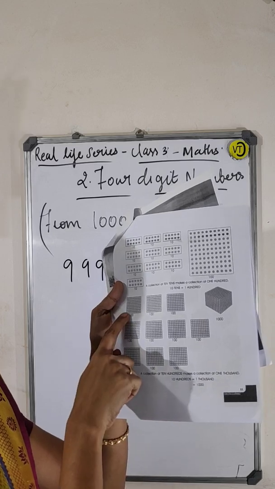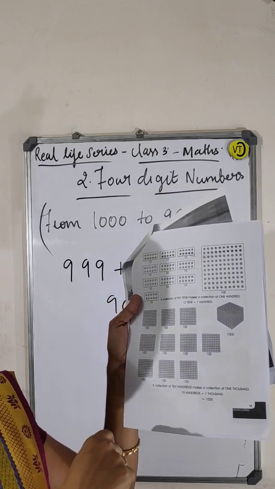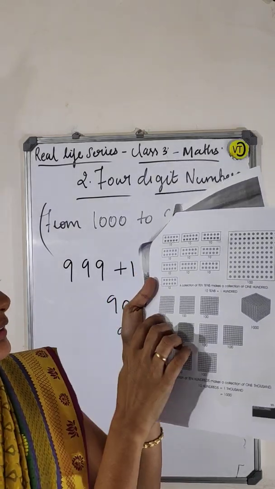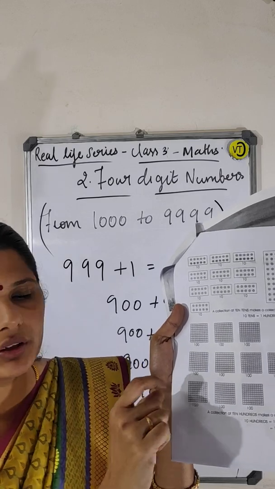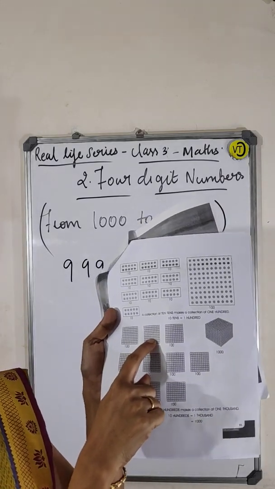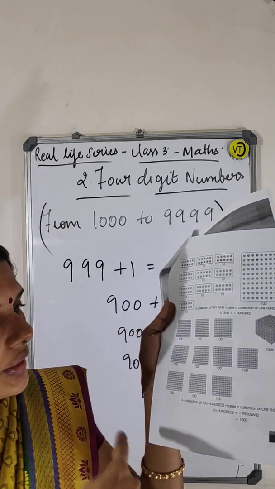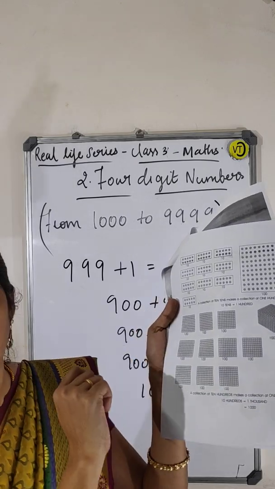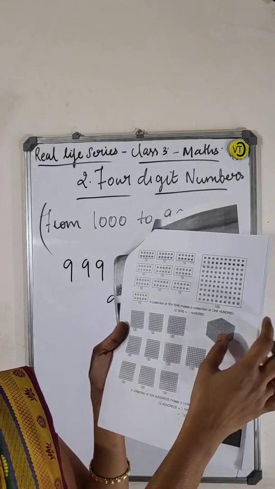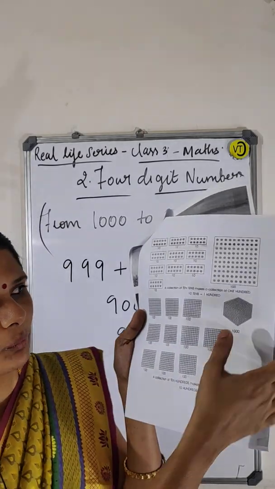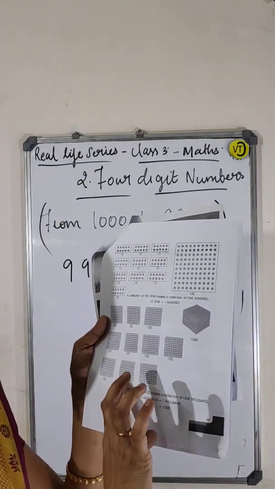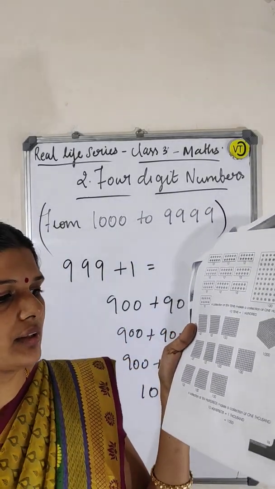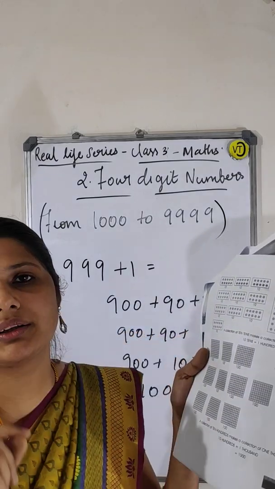One more thing you see here. This is a square, and in this square you can see small boxes, 100 divisions. Again 100 divisions, again 100 divisions. Like that you have 10 squares: 1, 2, 3, 4, 5, 6, 7, 8, 9, 10. In total I got a cuboidal shape. 100 into 10 is equal to 1000. So 10 hundreds is equal to 1000.